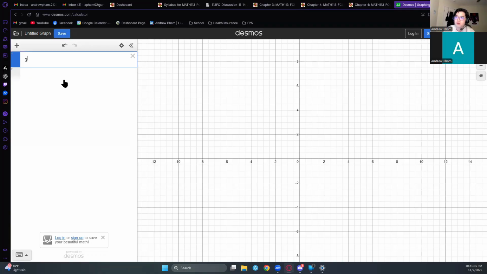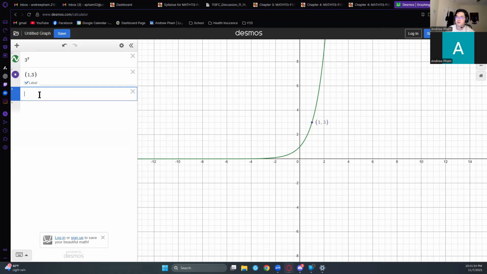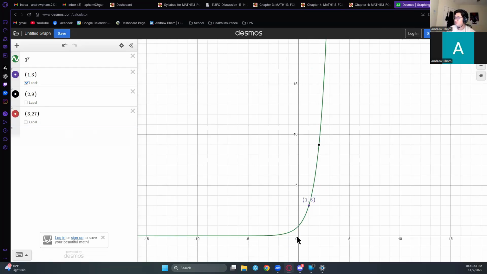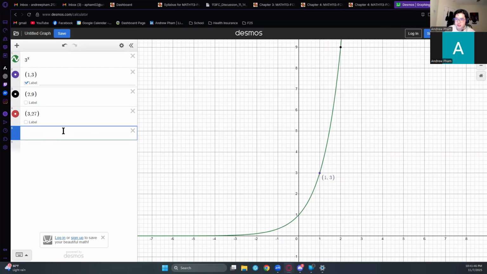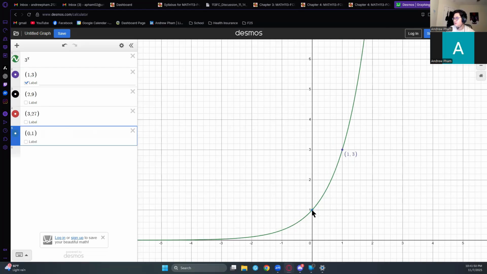So 3 to the x was my graph. What I said before was that 1, 3 is a point on the graph. 2, 9 is a point on the graph. 3, 27 is a point on the graph. It's right up there. So all the points we found are legit. 0, 1 is always going to be a point. That's going to be a fixed point. And of course, the smaller points, right? -1, 1/3. That's on your graph too.